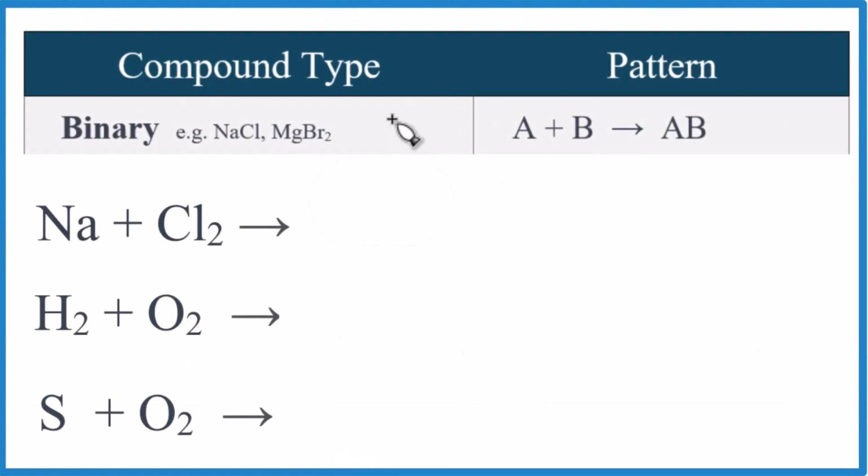So the first category is binary, and this is mostly what you're going to see as a general chemistry student. We have two different elements together, like NaCl or MgBr2, or something like H2 and O2. So essentially, these two come together to form one thing, Na and Cl. The Na joins with the Cl to form NaCl. Pretty simple, right? But because we have a metal and a nonmetal, we have to check the charge.